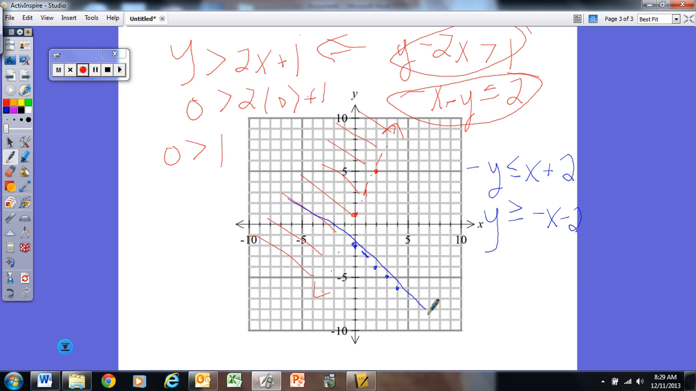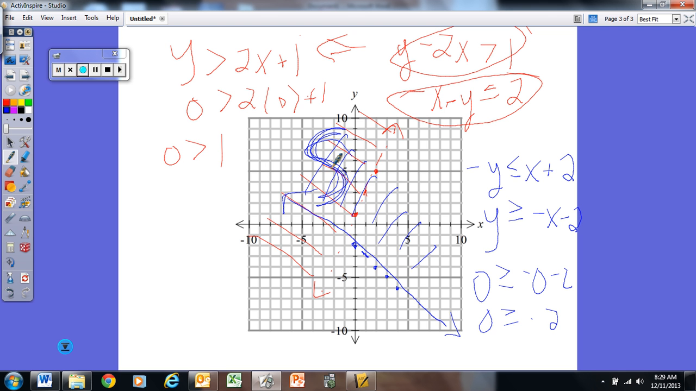And now you can see, wow, that's a bad line. Now you can see why I have you draw straight lines for your shading, because watch what happens. So check 0, 0. 0 is greater than or equal to negative 0 minus 2. 0 is greater than or equal to negative 2, which is true. So now we're going to shade this way, and it's very clear to see where your two shadings cross when you have straight lines. So this is your solution set.